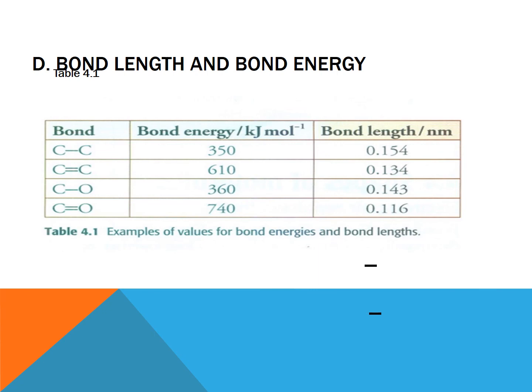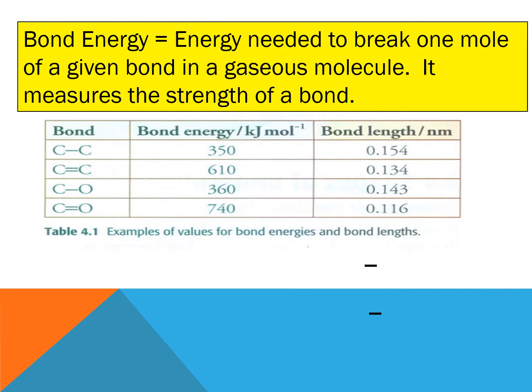The next biggest is the CO single bond, which takes 360 kilojoules. And then the largest, which has the smallest bond length of 0.116 nanometers, is the C double bond O of 740. So you can see that bond length and bond energy are inversely related. The shorter the length, the more energy it requires to break.